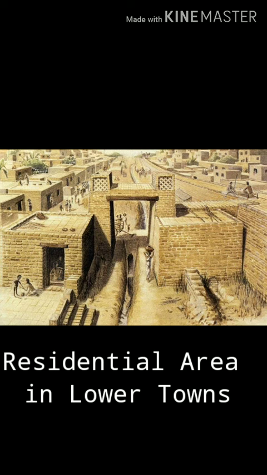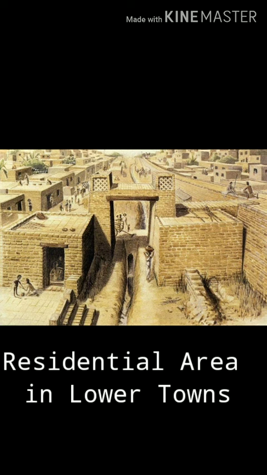Residential buildings have been found in the lower town. So we know that in the citadel area, the people of the ruling class lived, and the common people lived in the lower town. So here it is quite evident, it's written residential area. Residential means where people used to reside. Now, wherever we are right now is our residential area.